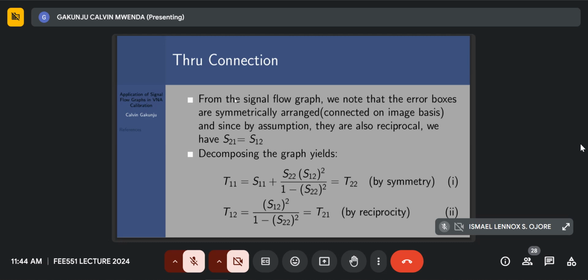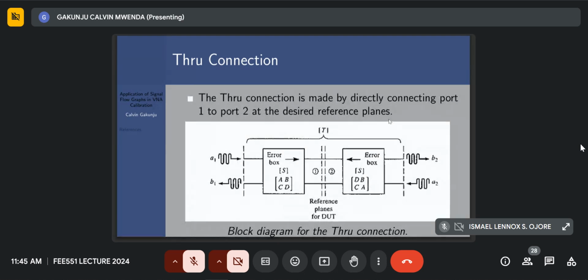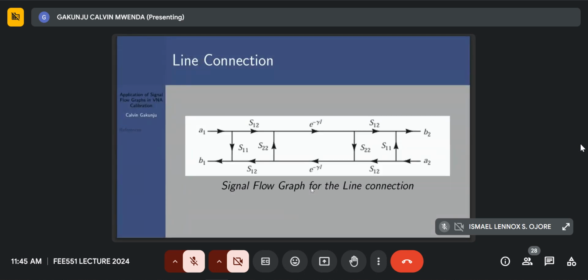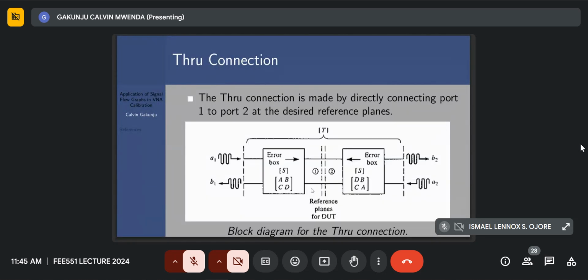Okay, so using the assumptions we had made and noting that the error boxes are symmetrically arranged, which means they're connected on an image basis, as I'd mentioned here, you can see the arrows are opposite to each other. We can identify a plane of symmetry here between 1 and 2, and the error box on the right will be the image of the error box on the left. Okay, I'll skip a bit.